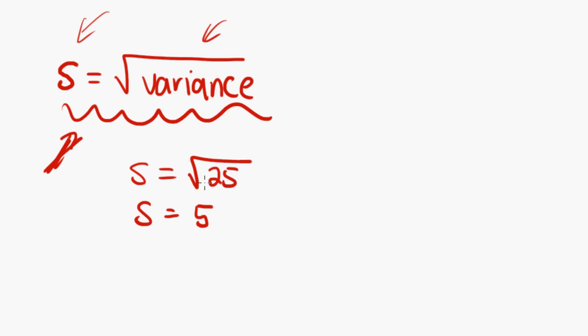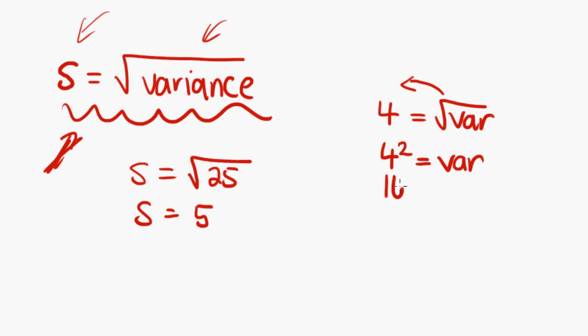Now say, let's go the other way around. Say I told you that the standard deviation was 4, for example, and I asked you what the variance was. So if you know that the S is 4 and you're trying to find out the variance, which is the square, I just inverse this. I do the opposite of square rooting, which is to square it. So if I say 4 squared, I get the variance. So 4 squared is 16. So that would be what the variance is in that case.